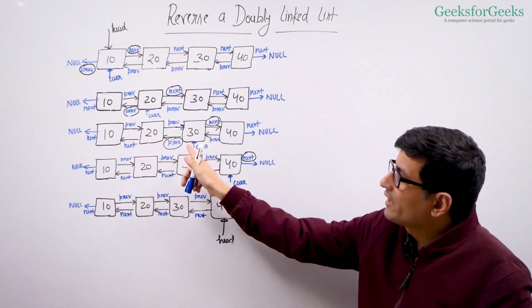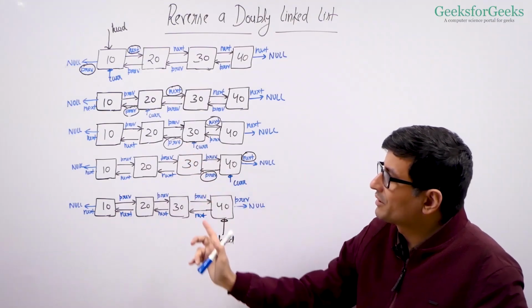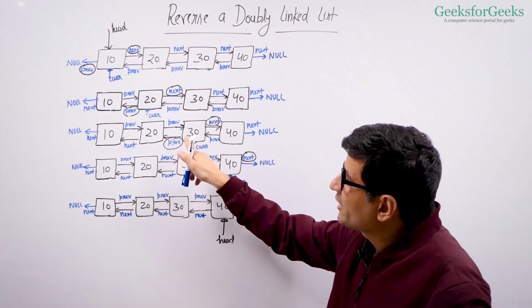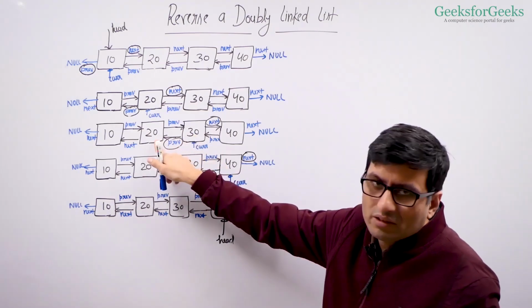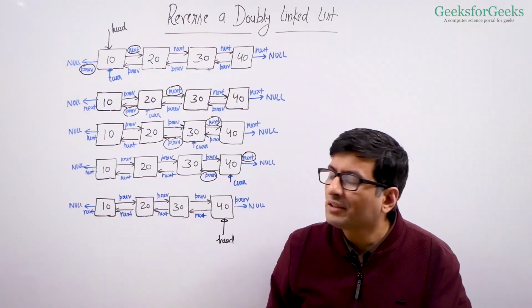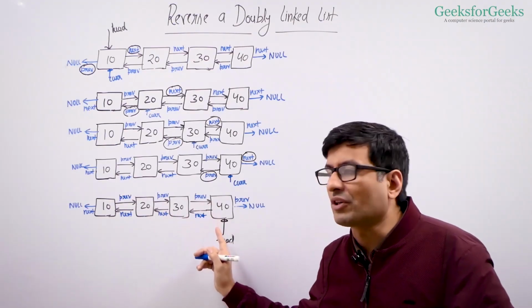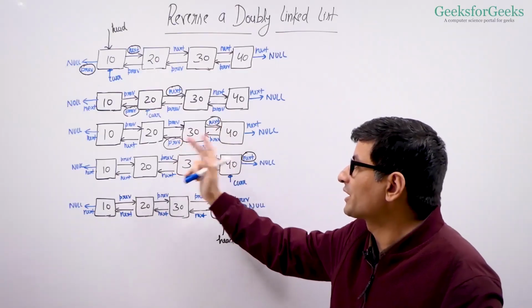Now we move our current to the next node, 30. And if you see this 30, again you need to do the same thing. In the original linked list, previous of 30 is 20 and next of 30 is 40. But in the reverse linked list, what do you want? You want next of 30 to be 20 and previous of 30 to be 40. So we again swap previous and next.